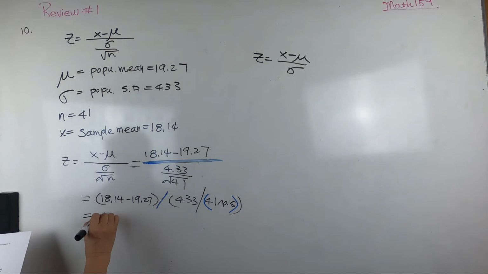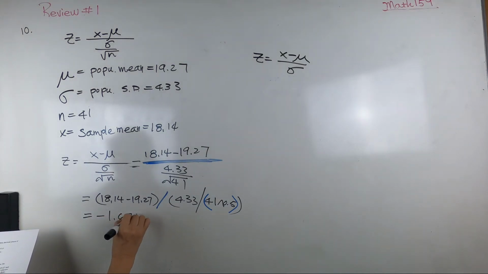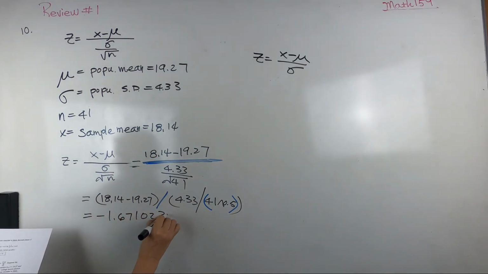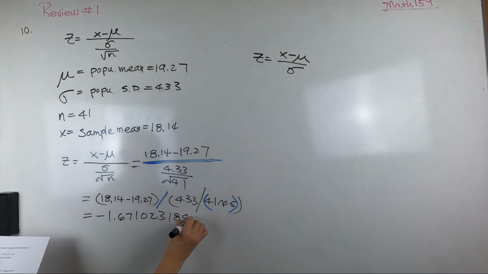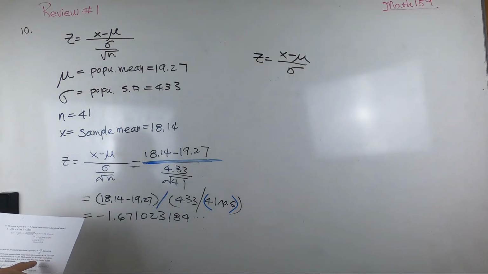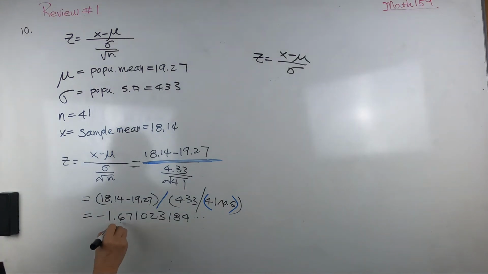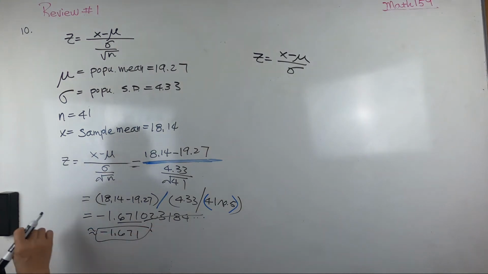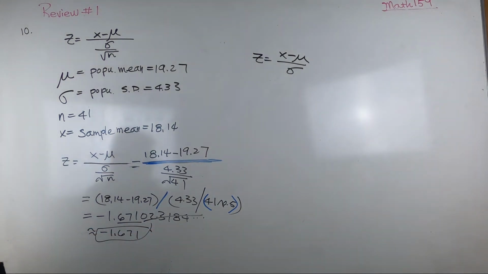So you will have negative 1.6710. You better do it yourself, otherwise you won't do it right during the test. Round to 3 decimal places, so we drop it. We should have negative 1.671. Right? Are we good?